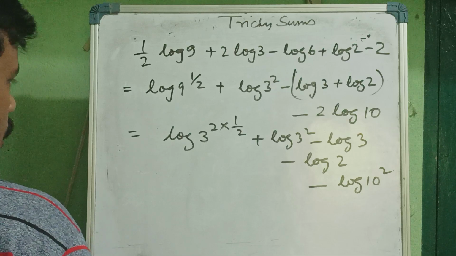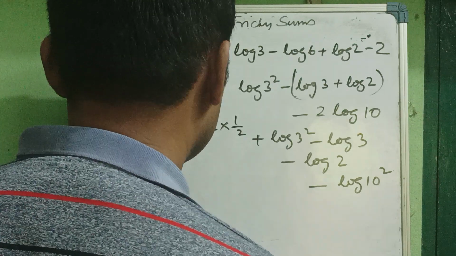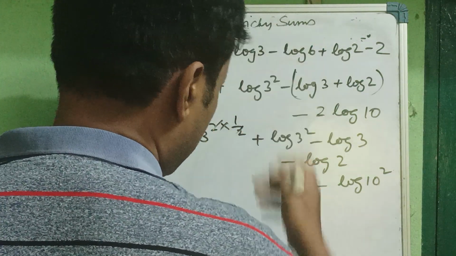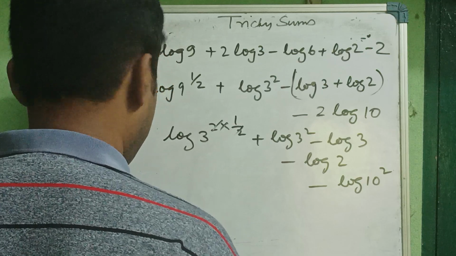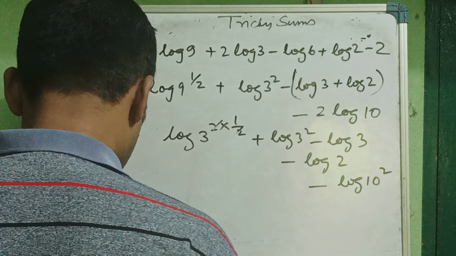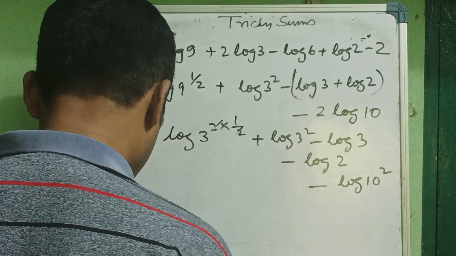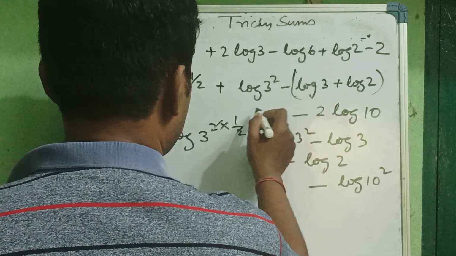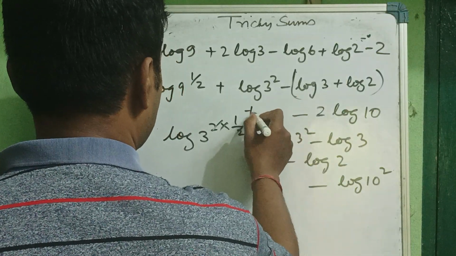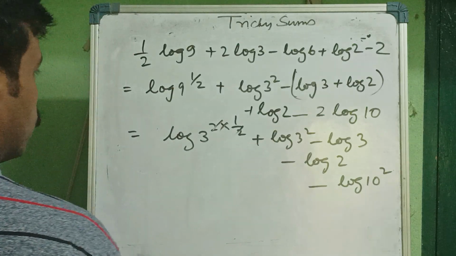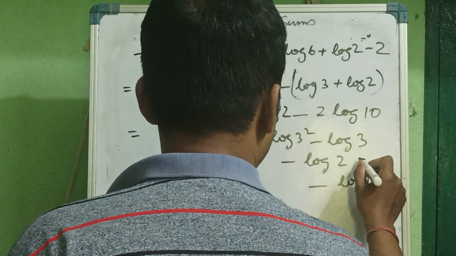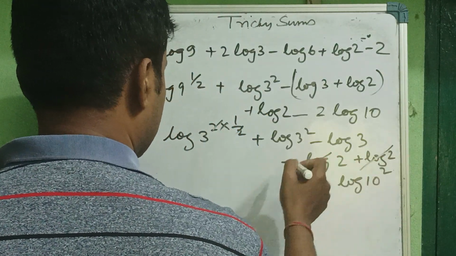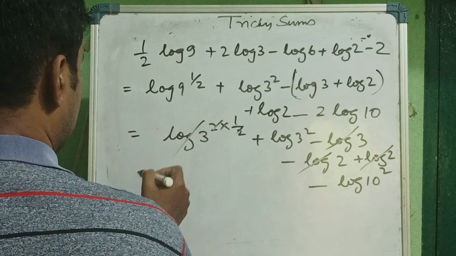If you calculate the value, you can look at that log 3 is also here, log 3 plus log 3, and log 3 square minus log 2, and 2 log 2. Log 2 is also here, log 2. Minus log 2 plus log 2 cancel out. Log 3 minus log 3 cancel out.